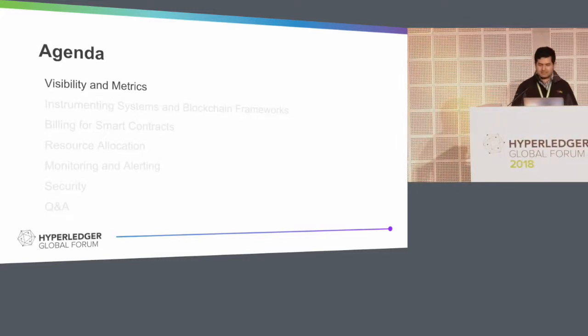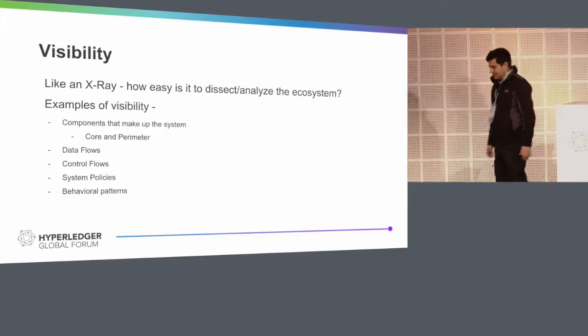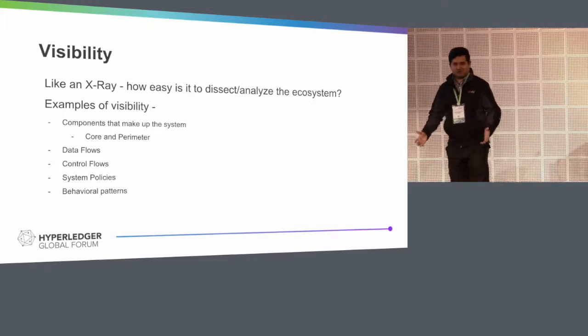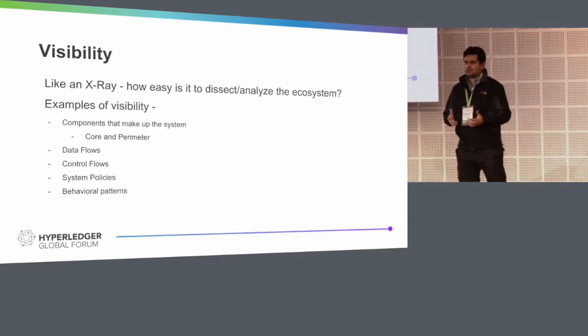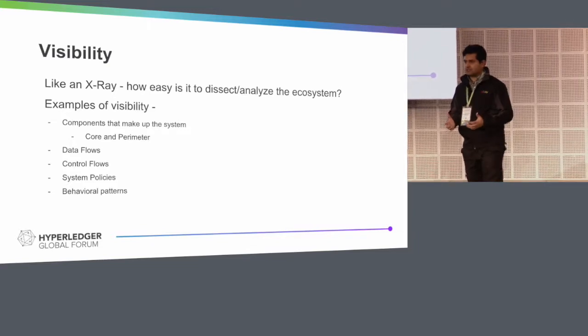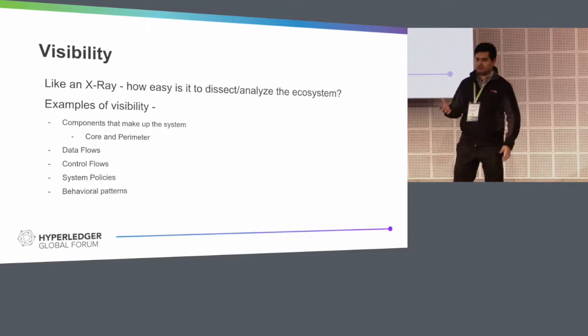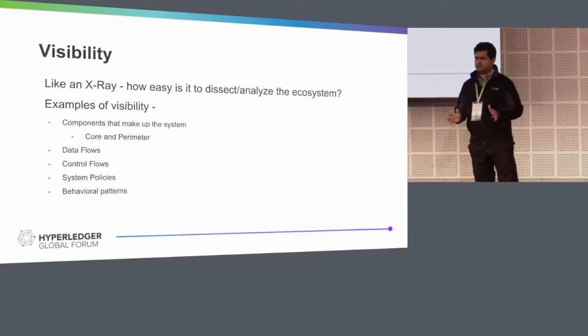So the first item on our agenda, visibility and metrics. So what's visibility, right? Think of it as an X-ray or MRI or whatever you call it. It's the ability to dissect your system and analyze it completely, at least have what it takes to analyze. So what are some examples of visibility in a blockchain, rather in any context, not just blockchain?